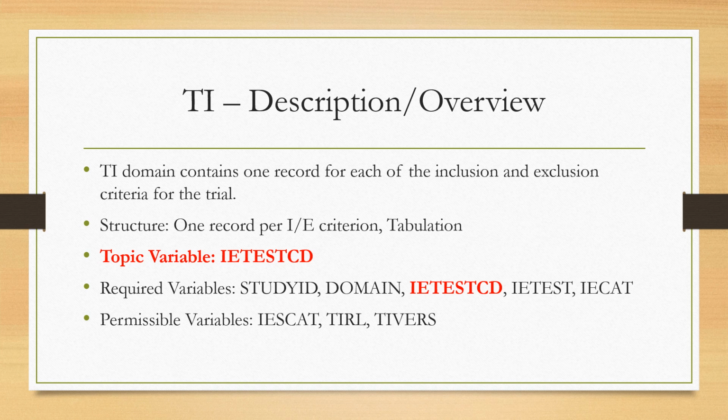The ISCAT can be used to distinguish criteria for a sub-study or to categorize the inclusion-exclusion criteria as major or minor exceptions. Whereas the TI version gives the number of the version of the inclusion-exclusion criteria. It may be omitted if there is only one version for the complete study.